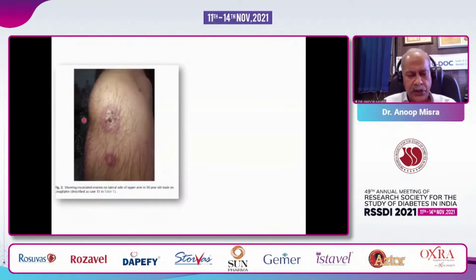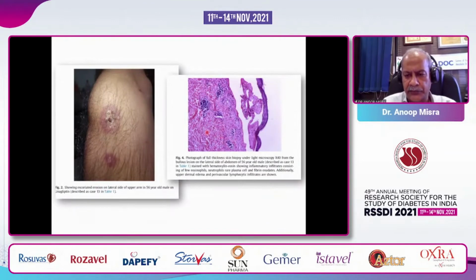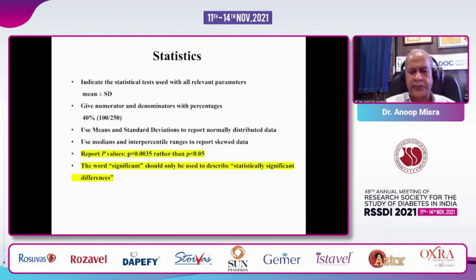Now look at this diagram. Linagliptin-induced bullous pemphigoid, showing excoriated erosion on lateral side of upper arm in a 56-year-old male on linagliptin, described as case 13 in Table 1. Very clear. Now, if you go to this, histopathology of this, photograph of full thickness skin biopsy under light microscopy, 40 times, from bullous lesion on lateral side of abdomen of a 56-year-old male, described as case 3, etc., etc. Everything absolutely well described.